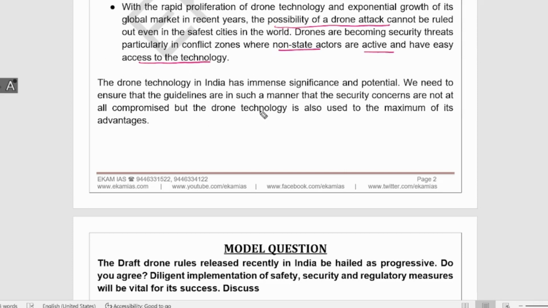India, being one of the fastest growing economies of the world, cannot turn away from the immense potential that the drone sector poses, as it is expected to grow to some 3 lakh crore rupees in the upcoming years. Therefore, it is necessary to ensure that the guidelines are such that security concerns are not compromised, but drone technology is also used to the maximum of its advantages.